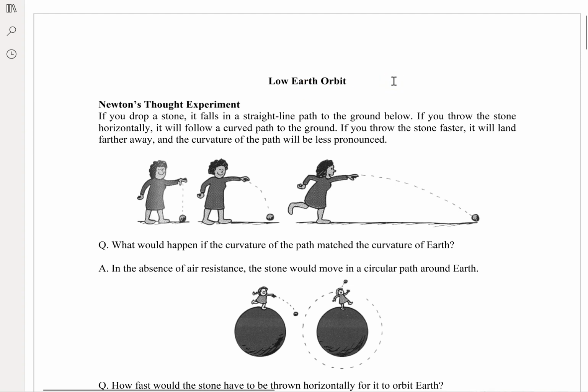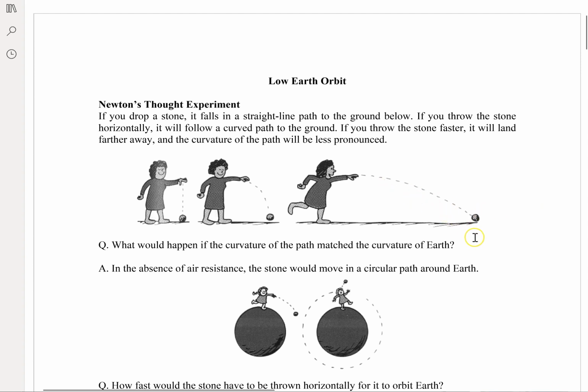So Newton did a lot of experiments, both physically and even just mentally. This is a thought experiment that he did. He says if you drop a stone, it falls in a straight line to the ground, kind of like you can see in that first picture below. If you throw a stone horizontally, it'll follow a curved path or a parabola. If you throw the stone faster, it'll land farther away, and the curvature of the path will be less pronounced.